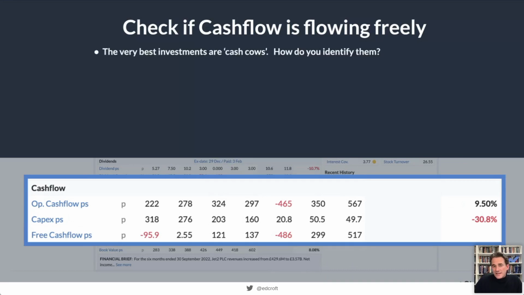So the very best investments are cash cows. And the question is, how do you identify them? One of the reasons we designed it like this is that above this, you've got earnings per share, and you can compare that against these cash flow per share measures. And you can see, is the company converting its earnings, which it's reporting as profits, into real cash flow? Because companies can fiddle the books. They can actually report profits, but not have any cash flow.